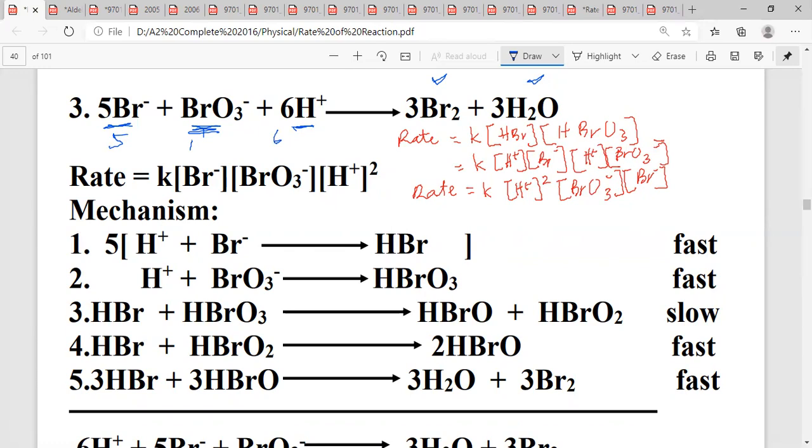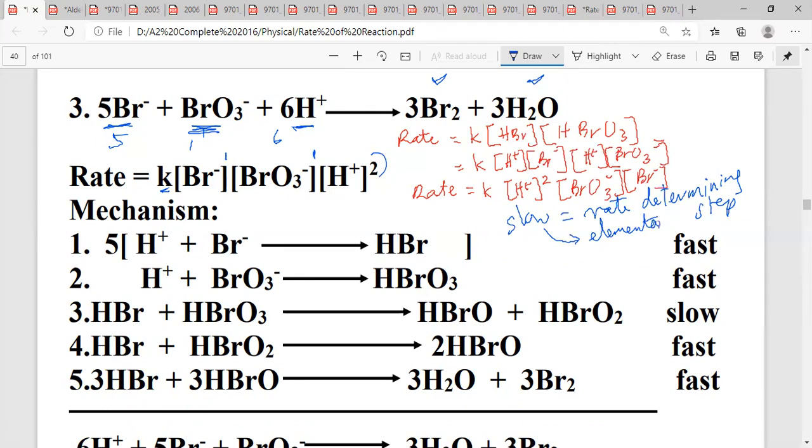First time you can see here, rate has this K, bromide ion to the power 1, bromate to the power 1, it's 2. It means there are 4 things involved in the slow step. That means if 4 are involved in the slow step, the first step is not the rate determining step. We call the slow step the rate determining step. That means it's going to be the elementary reaction.